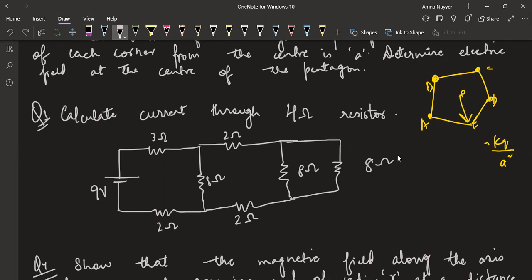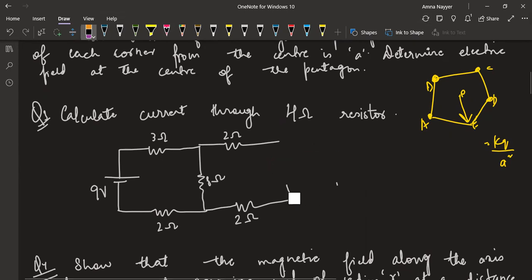Now 8 ohm resistor and 8 ohm resistor are connected in parallel, Sarah, right? Both these are connected in parallel. When the resistors are identical, you can divide by 2 directly without using the proper formula. So this 8 and 8 will become 8 by 2. Simply you write this becomes 4 ohm. Let me make it 4 ohm first. So now this is 4 ohm.